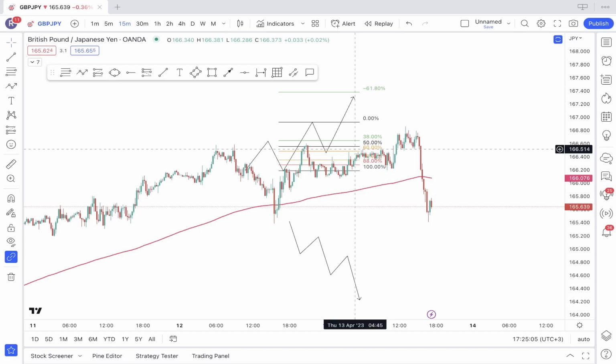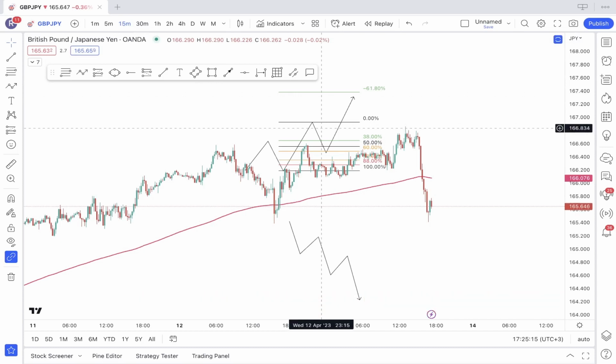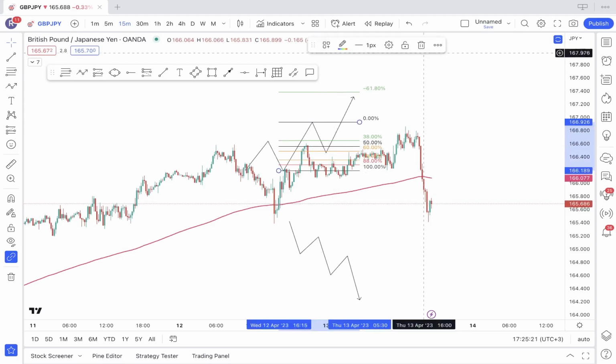Once price gets in that zone, we will either enter on the M15 or we will go one time frame lower and look for a candlestick pattern in our direction, and after that we will enter the trade. So the rules are very, very simple. Now let me show you some live examples.